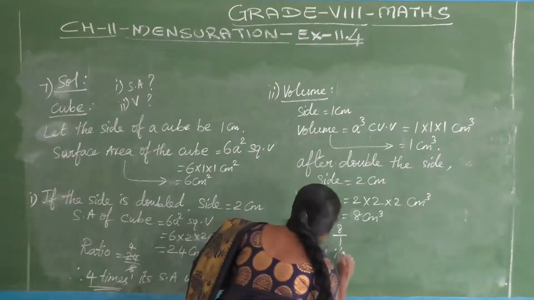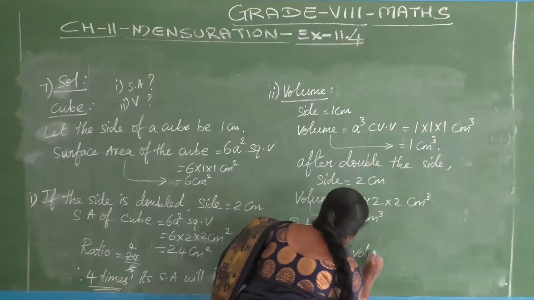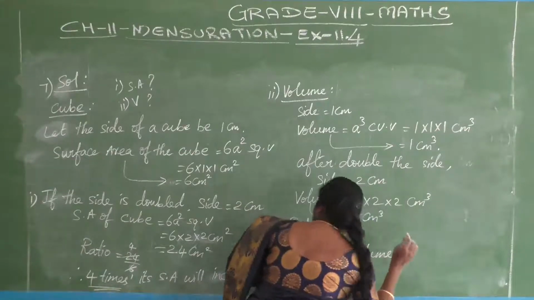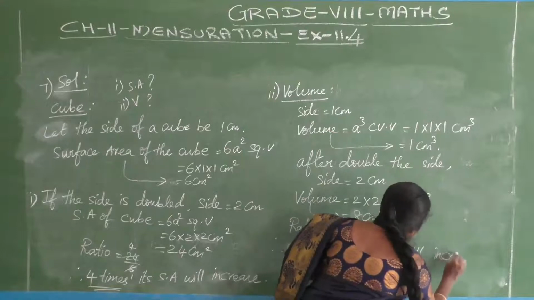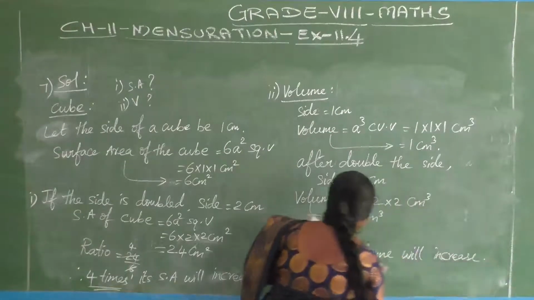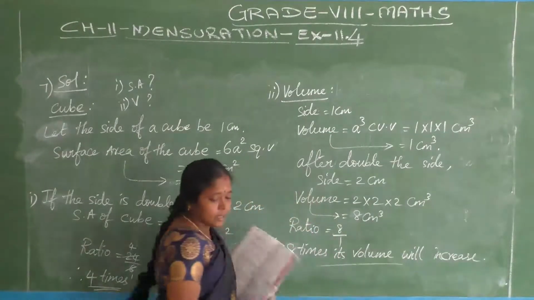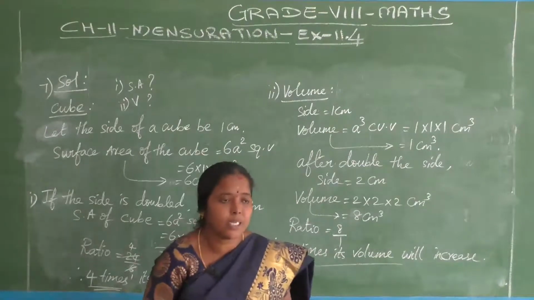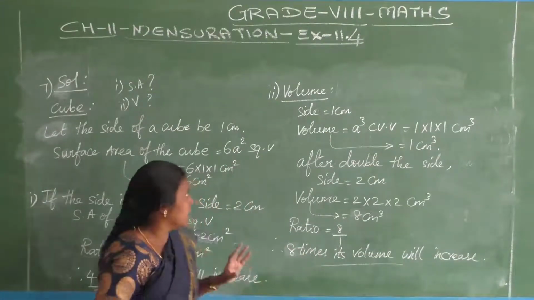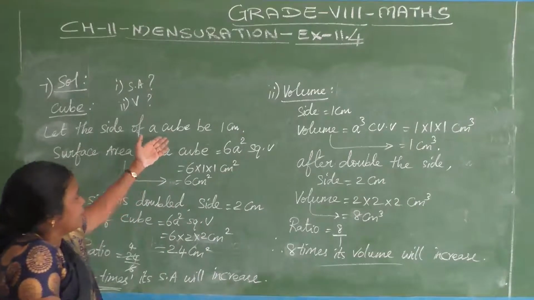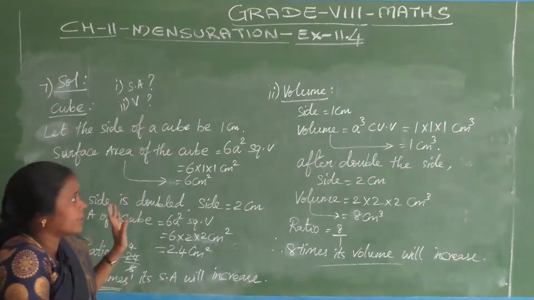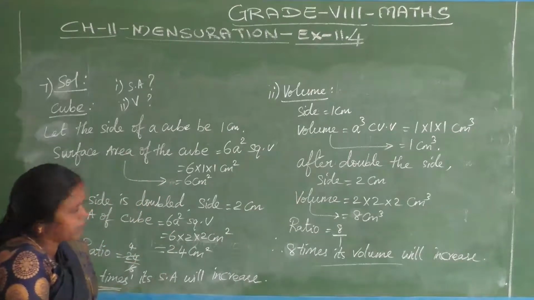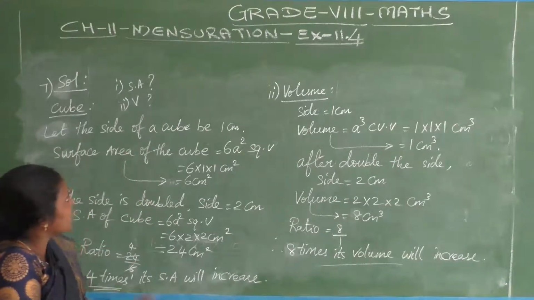So its volume will increase 8 times. Understood or not? Just by the guessing method they are asking. Accurate measurement is not given, so we ourselves have to take it. I have taken 1 centimeter for my convenience, but this is the procedure. You can take any other value, but at doubling time you have to take it properly.